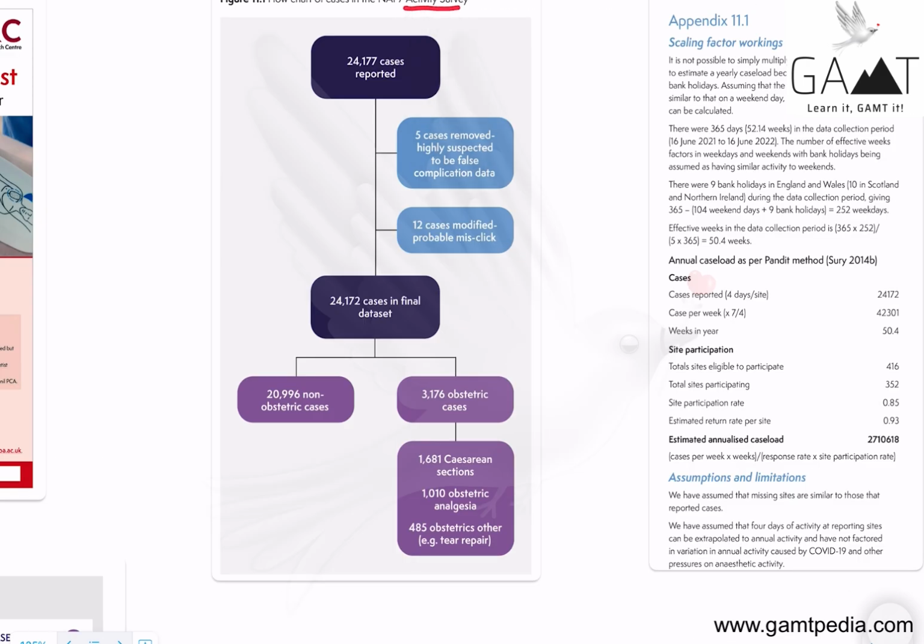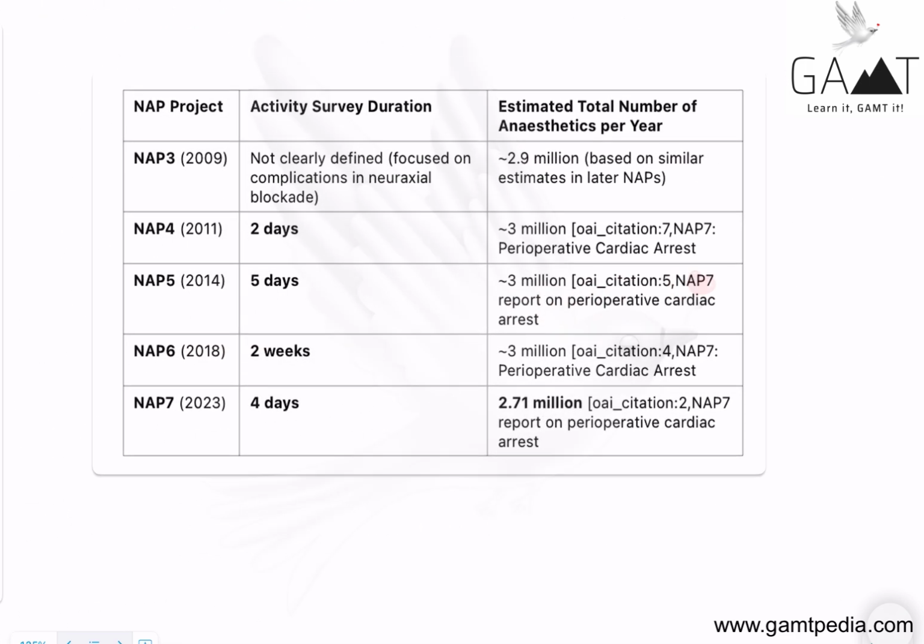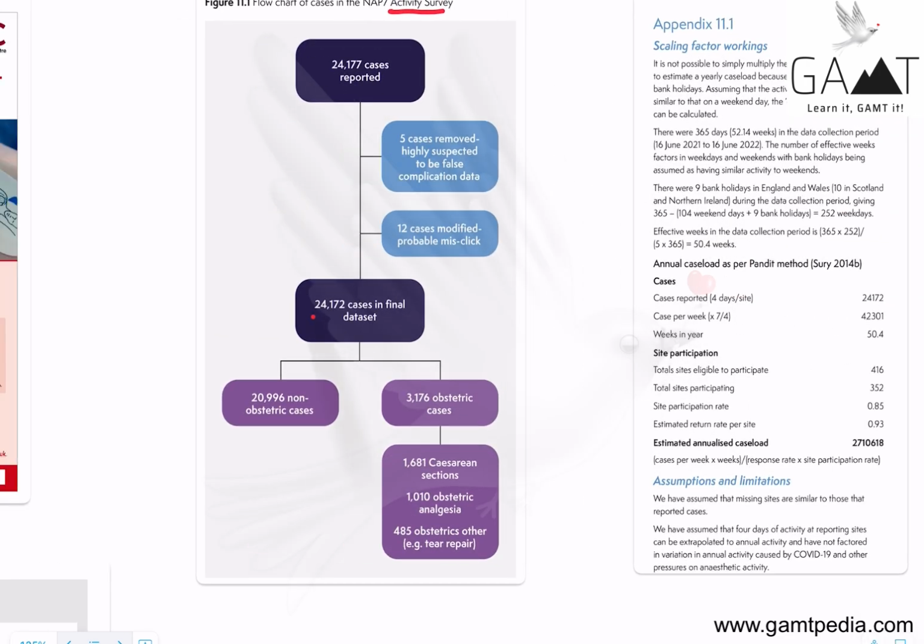Okay, so this is the activity survey. The activity survey is used for the denominator data, and this is not specific to NAP7. If you look at the other NAP projects, they all have an activity survey duration. It is to capture all the anesthetic activity happening in a short period of time and extrapolate the data for the whole year to estimate the total number of anesthetics administered in a year. For example, NAP4 was 2 days, NAP5 was 5 days, NAP6 was 2 weeks, and NAP7, that we're seeing now, is 4 days. The total estimated number of anesthetics per year is pretty much constant: 2.9 million, 3 million, 2.71 million in NAP7. They finally collected around 24,000 cases in the activity survey in the 4-day period.